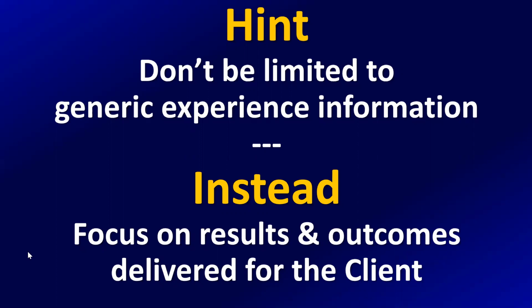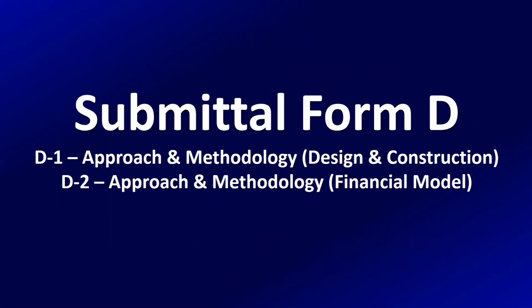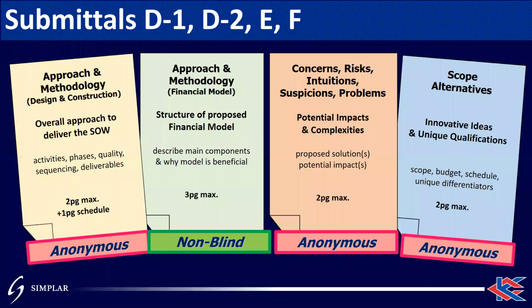So that was another way to focus on elements of the scope and then focus on the corresponding results that were delivered. So maybe the more open-ended submission is Submittal Form D, where we're asking for, what is your approach and methodology for design and construction? And then what's your approach and methodology for the financial model that you are bringing to the table? And as a reminder of how this all fits together, there's the approach and methodology components here. They're each a 3-page maximum. The design and construction one will be anonymous, and the financial component is not, because it just might be easier that way. And then we'll talk about these other two in the next video.